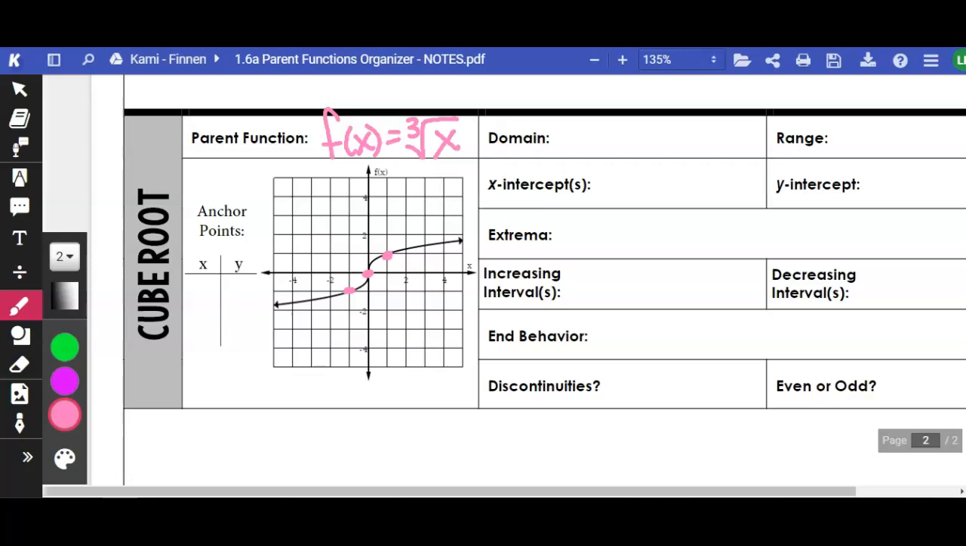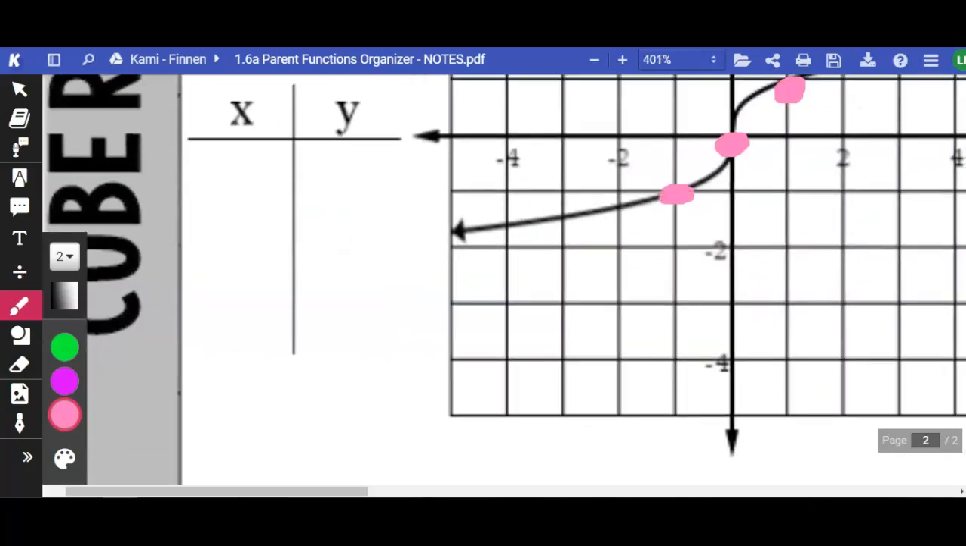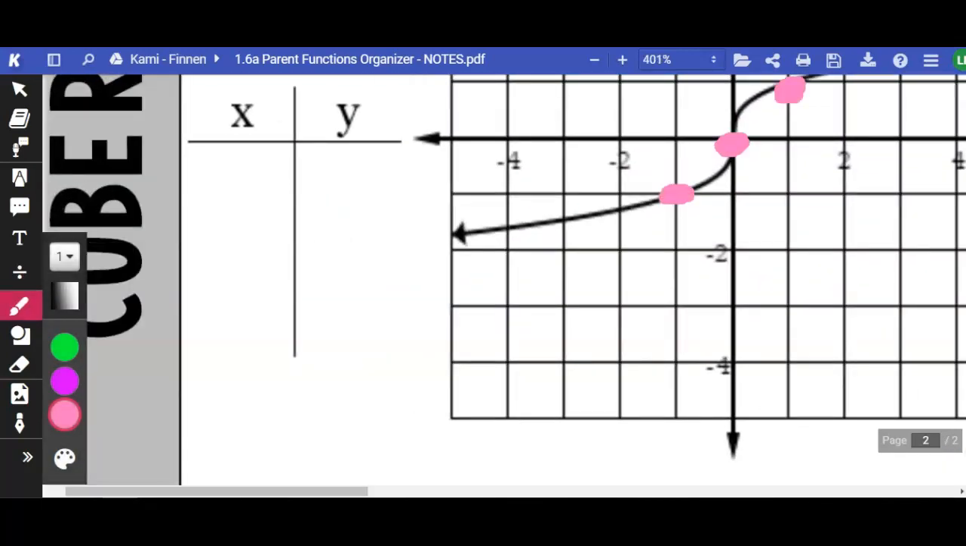And again, these don't fit on here. So I'd be out here at 8, 2, and at negative 8, negative 2. So let's put those on here. I'd have negative 8, negative 2; negative 1, negative 1; 0, 0; 1, 1; and 8, 2.